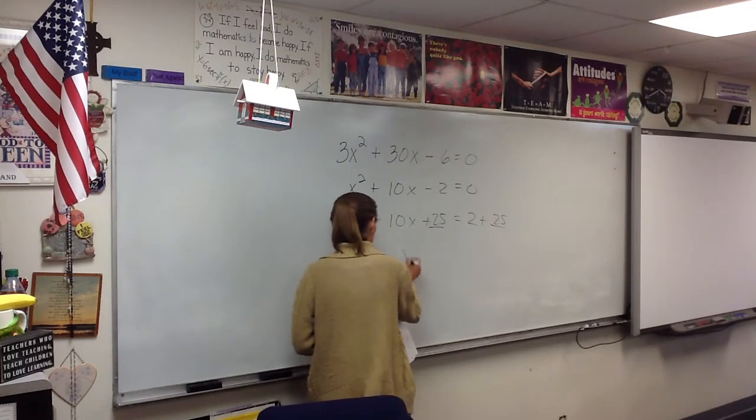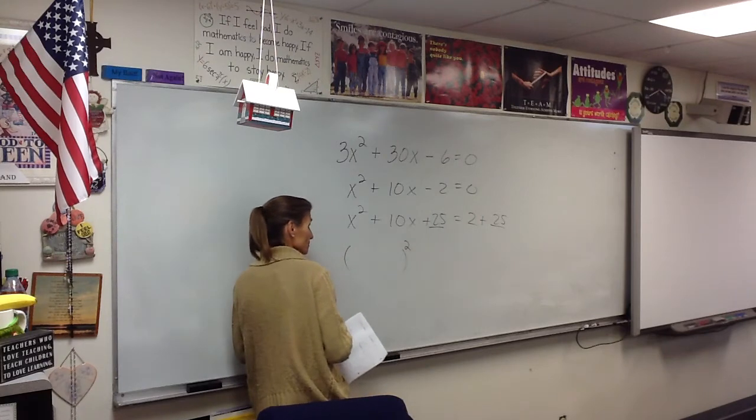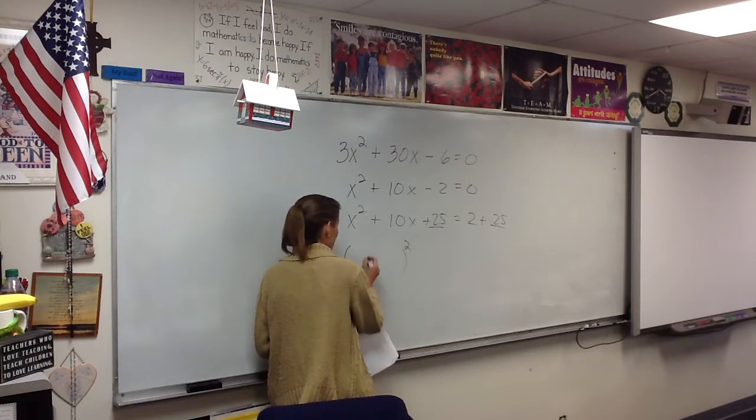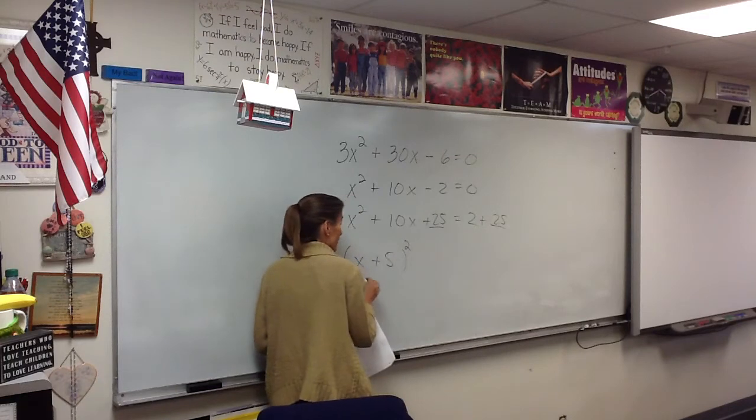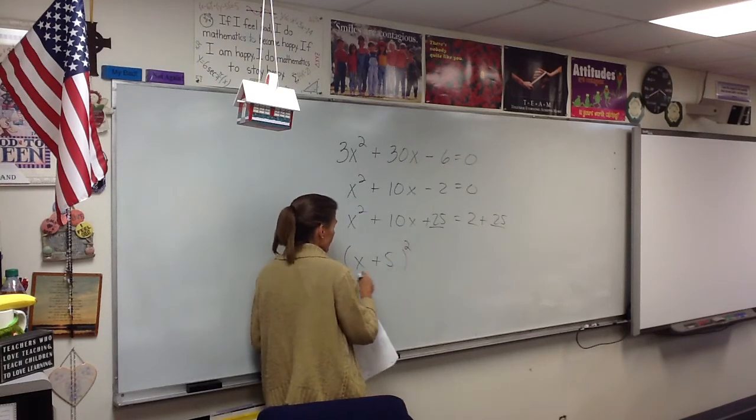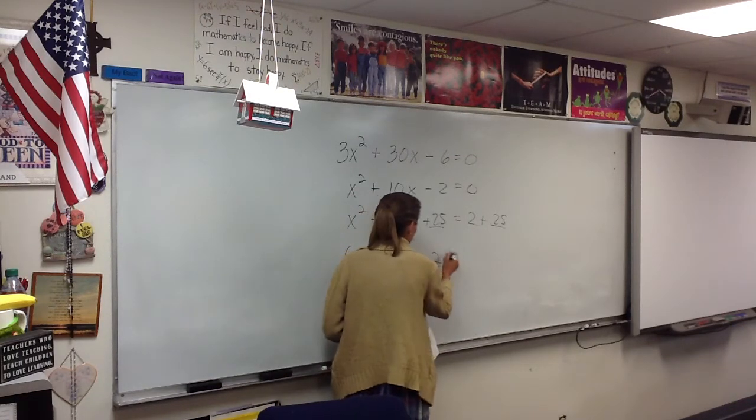Savannah, this is the perfect square. What perfect square is it? X squared plus 5. X plus 5, quantity squared. Right. Don't put the square here. Yeah, I think you just said it wrong. Yeah. And that equals 27.